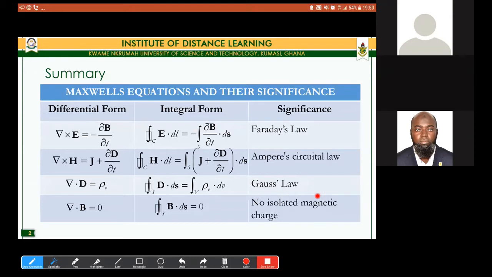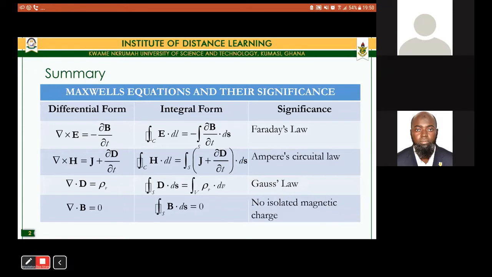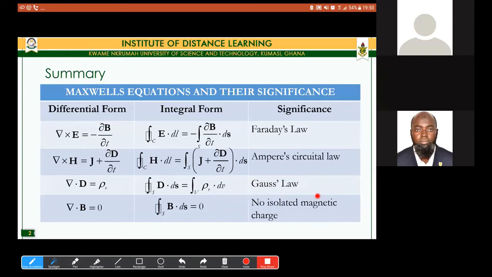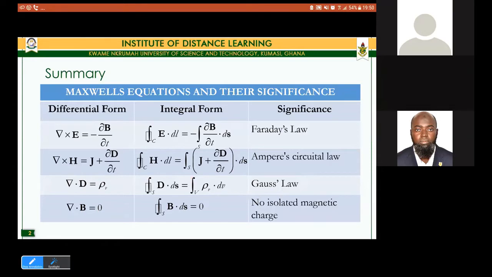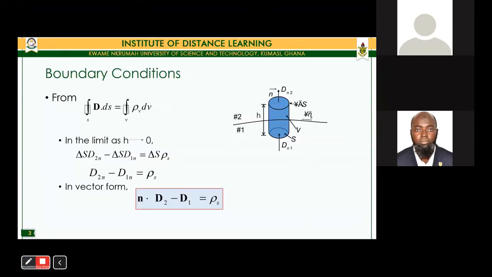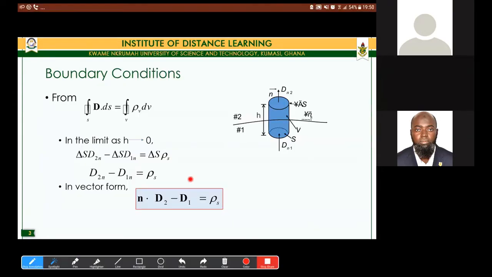Now the next thing we'll do is to discuss the boundary conditions. And in discussing the boundary conditions, we'll use the integral form of these equations, so keep them in mind. For example, we'll start with the integral form of the divergence of D equals rho v, which is the integral of D dS equals the integral of rho v dv. So that's what we have here.